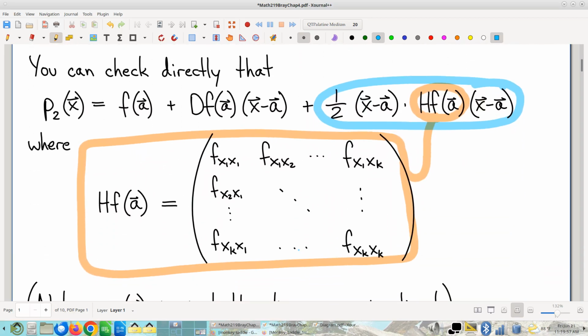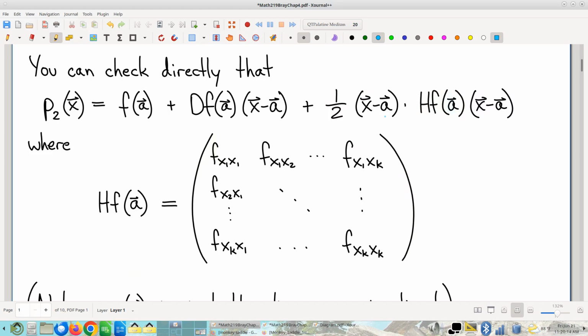Take this expression, write down its partials, write down the second partials. Notice that they'll all be what they're supposed to be. Okay. All right. So there you go.